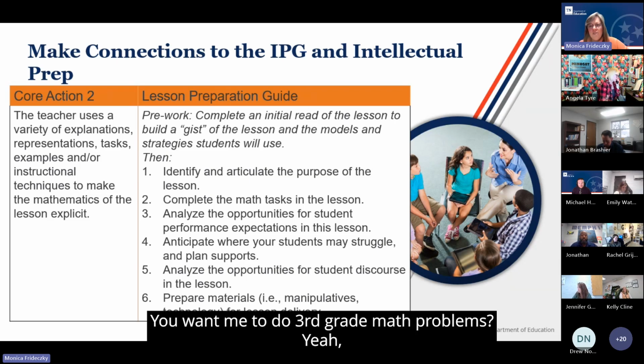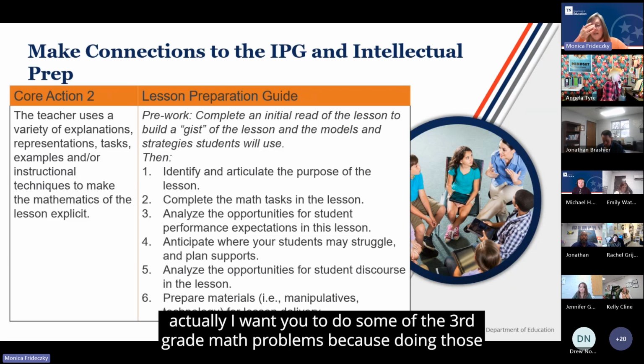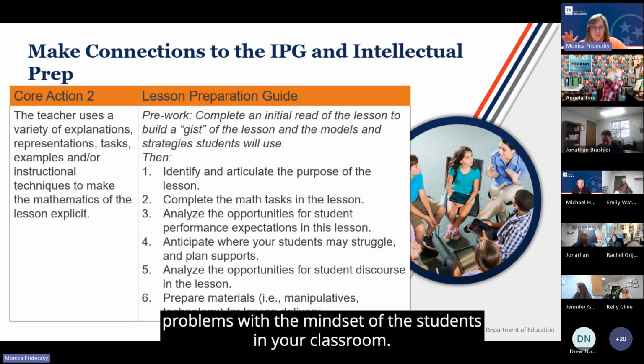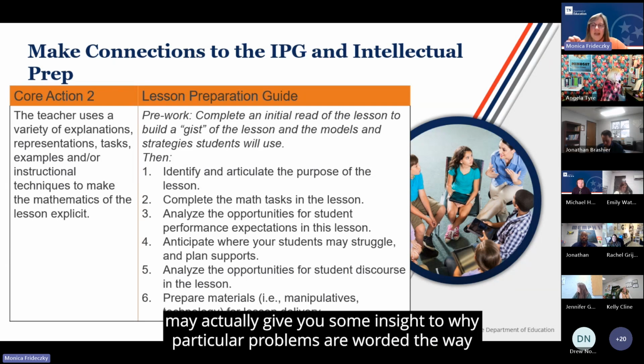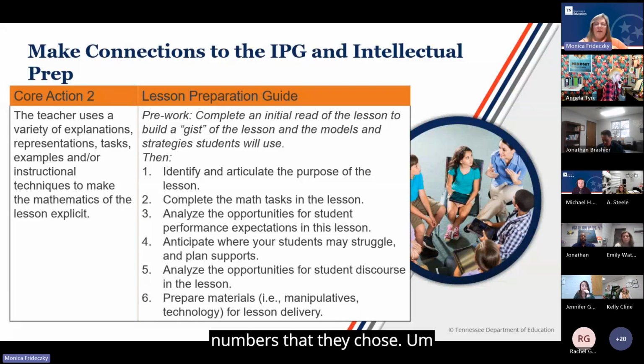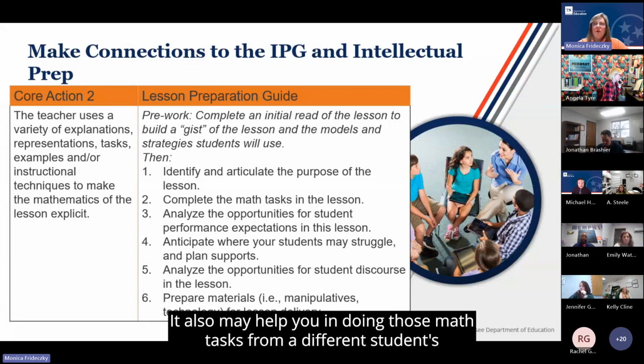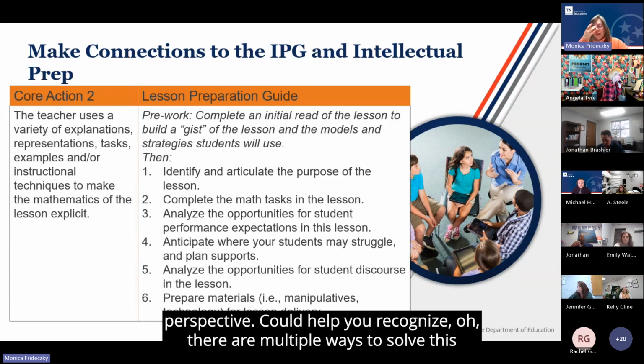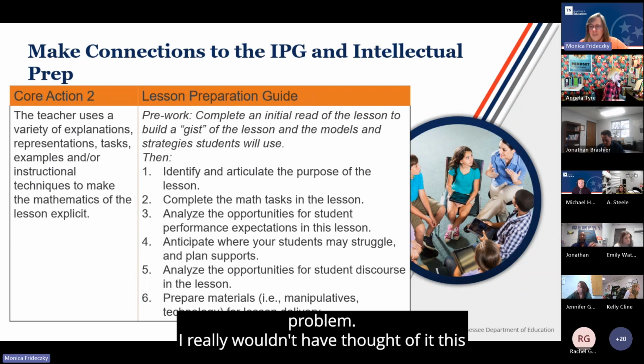Yeah, actually, I want you to do some of the third grade math problems, because doing those problems with the mindset of the students in your classroom may actually give you some insight into why particular problems are worded the way they're worded, why the curriculum chose the particular numbers that they chose. It also may help you, doing those math tasks from a different student's perspective, recognize, oh, there are multiple ways to solve this problem. I really wouldn't have thought of it this way.